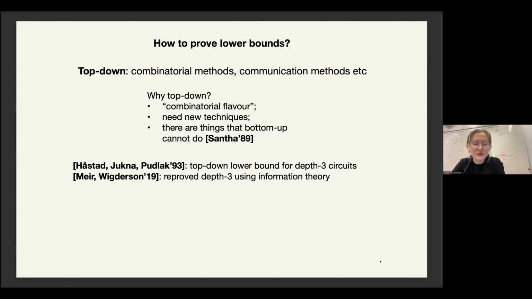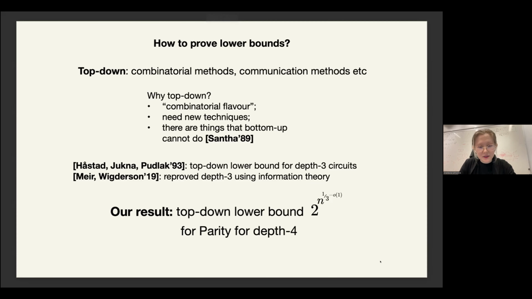Among the attempts to solve this, I want to mention also this result by Meir and Viktorsson. Their main theorem is an information theory statement, and I will tell you about it in a bit. But they also use this to reprove this depth-3 result for parity using these information theory techniques. Okay, so our result is this top-down lower bound for depth-4, at last, for the parity function, and this lower bound is almost optimal. The loss is this little o(1) in the exponent.